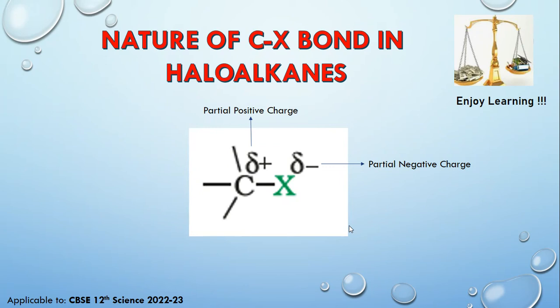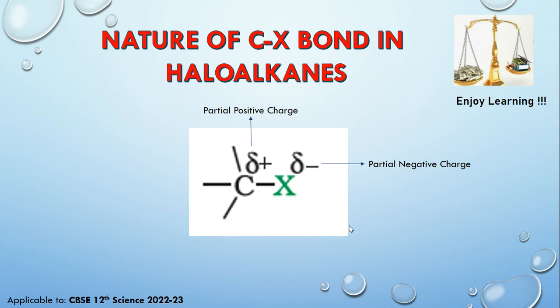For today's video, we are going to do the nature of the C-X bond in haloalkanes. This title will be useful for the students of 12th CBSE Science. So let's get started. The C-X bond is written as carbon with three valencies, or three bonds, bonded to a halogen atom, that is X.